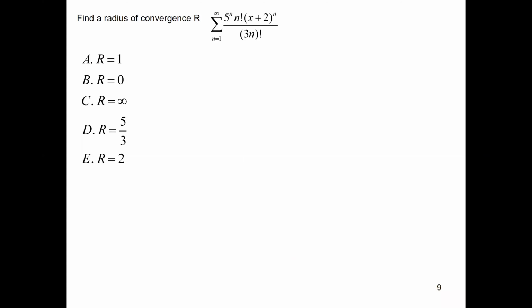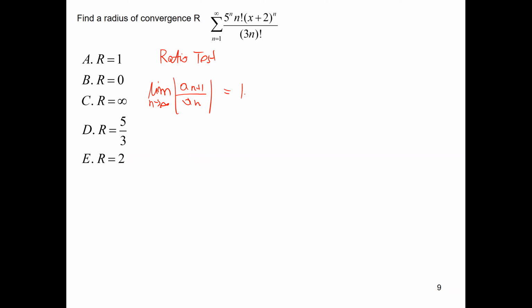Okay, find the radius of convergence, R. It's the infinite series from n=1 to infinity of 5 to the n, n factorial, (x plus 2) to the n, over (3n) factorial. Quite long, but since it has lots of factorials, we will use the ratio test. Let's try to build the ratio of this.